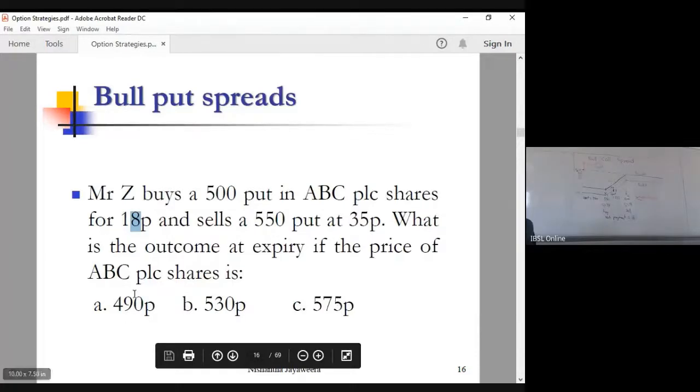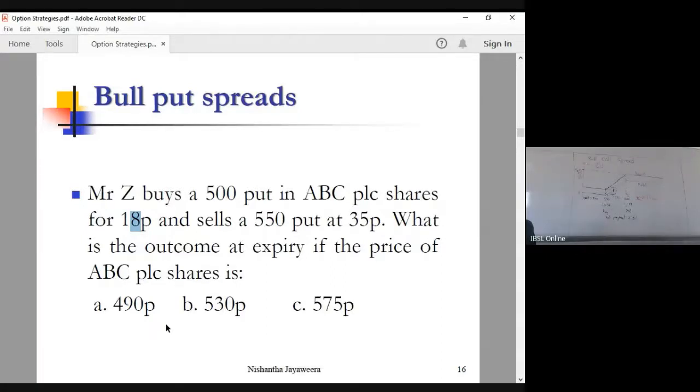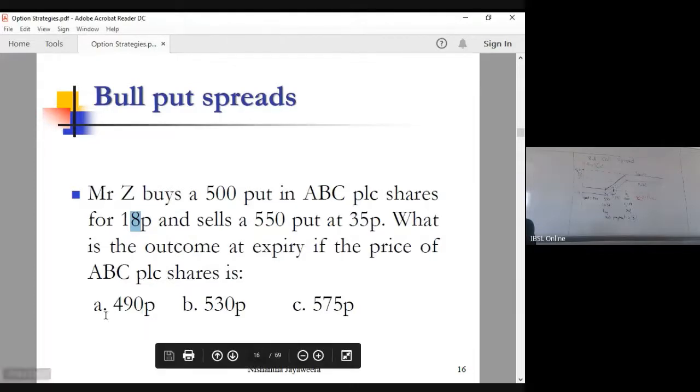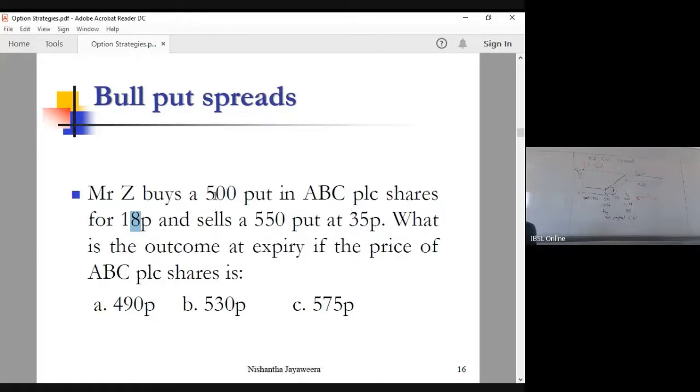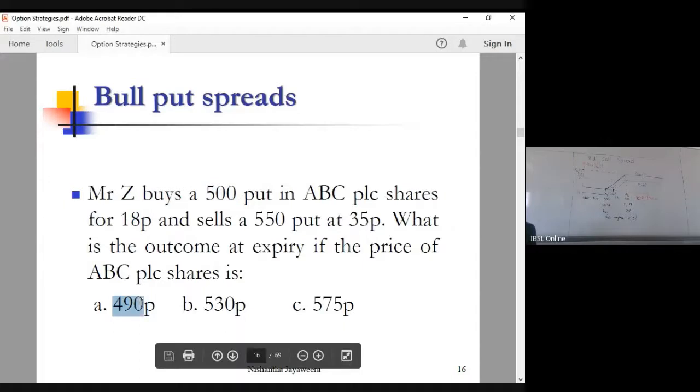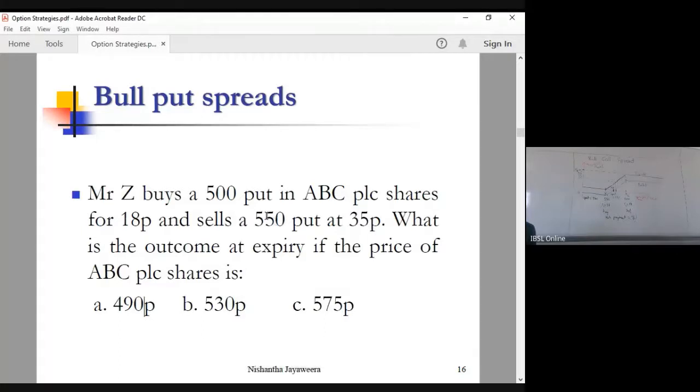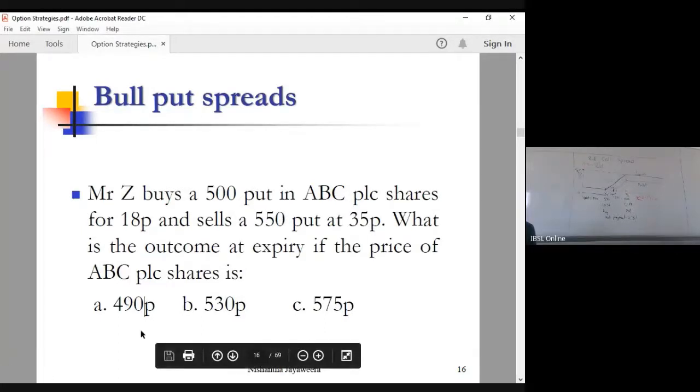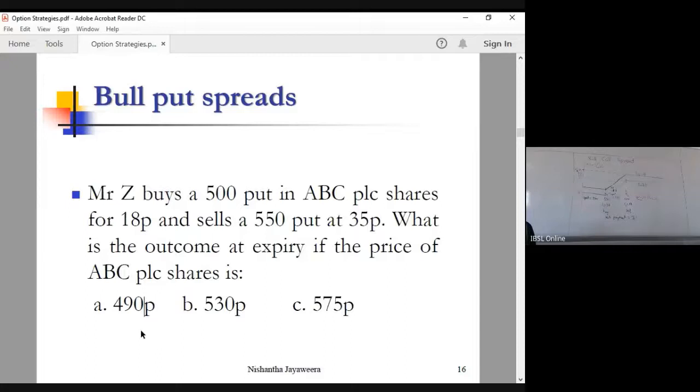What would be the outcome when the price is 490? Both put options are in the money because the strikes are 500 and 550 and the market price is less than 500. You receive 10 pence, the difference between 500 and 490. But you have to pay 60 pence, the difference between 550 and 490. So basically you pay 50 pence.